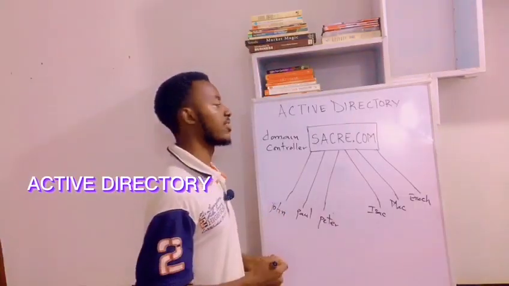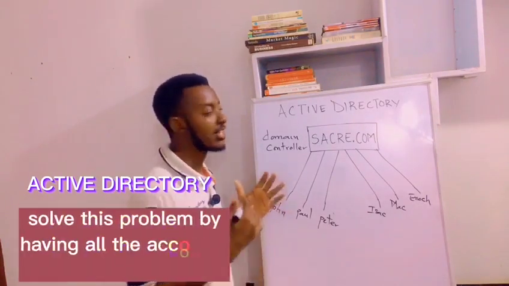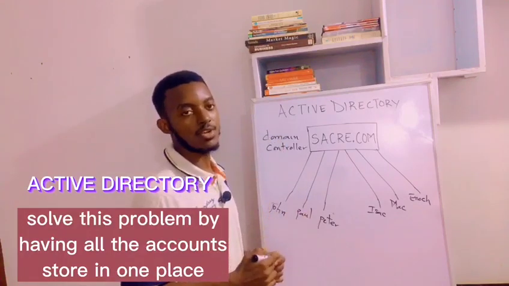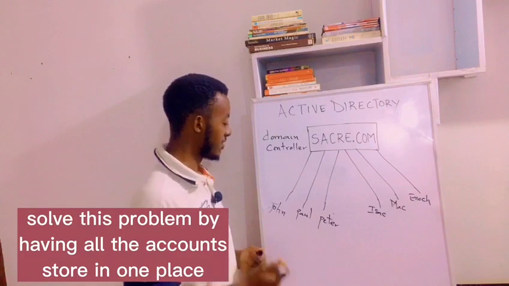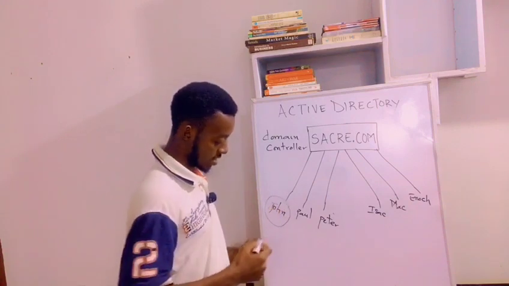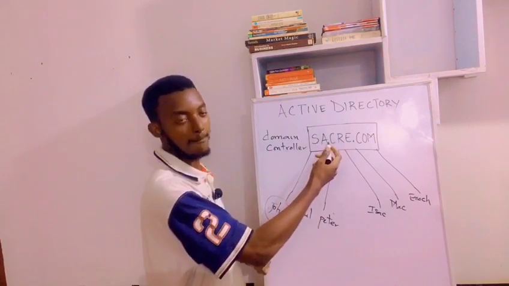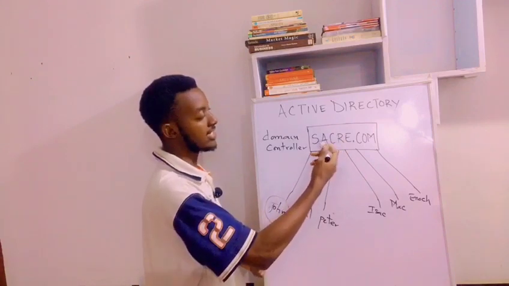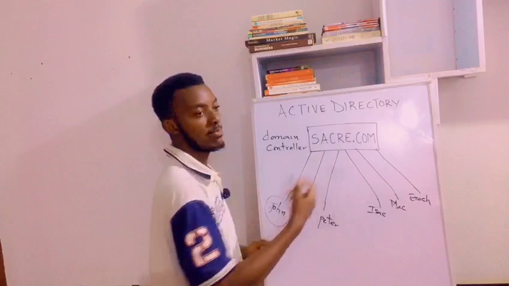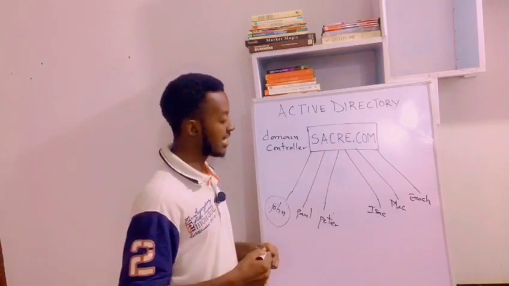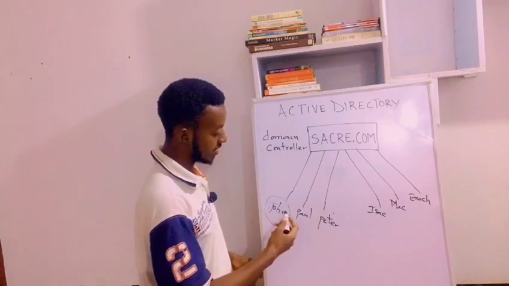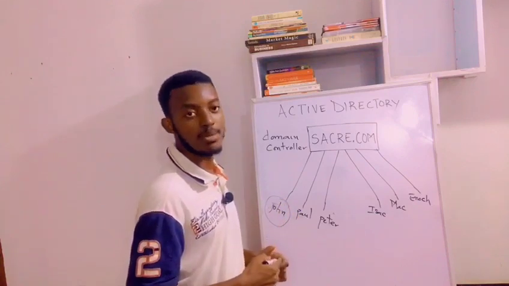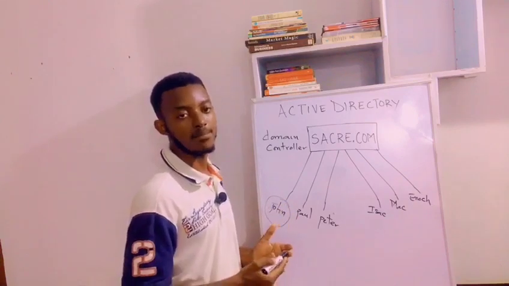This is where Active Directory comes in. Active Directory resolves this problem by having all the accounts stored in one place. Let's say any user here, let's say John, tries to log into the domain. The computer reaches out to the domain and checks for the credentials stored in the domain. That simply means that if a user changes their password, the change will affect all the domain computers in the network.